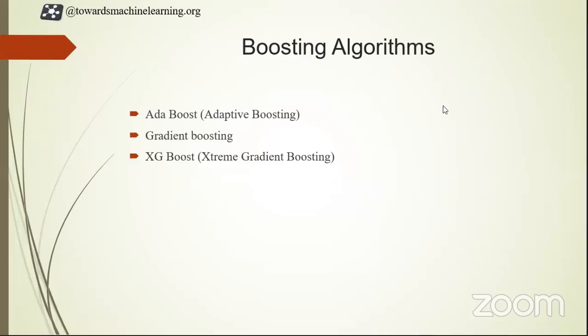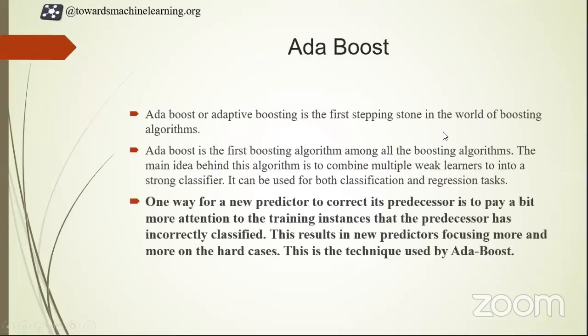Now let us move towards our first boosting algorithm, AdaBoost, which is short for adaptive boosting. Let me tell you that AdaBoost is the first stepping stone in the world of boosting algorithms; it is the first ever boosting algorithm invented. AdaBoost works on the principle that one way for a new predictor to correct its predecessor is to pay a bit more attention to the training instances that the predecessor has incorrectly classified.